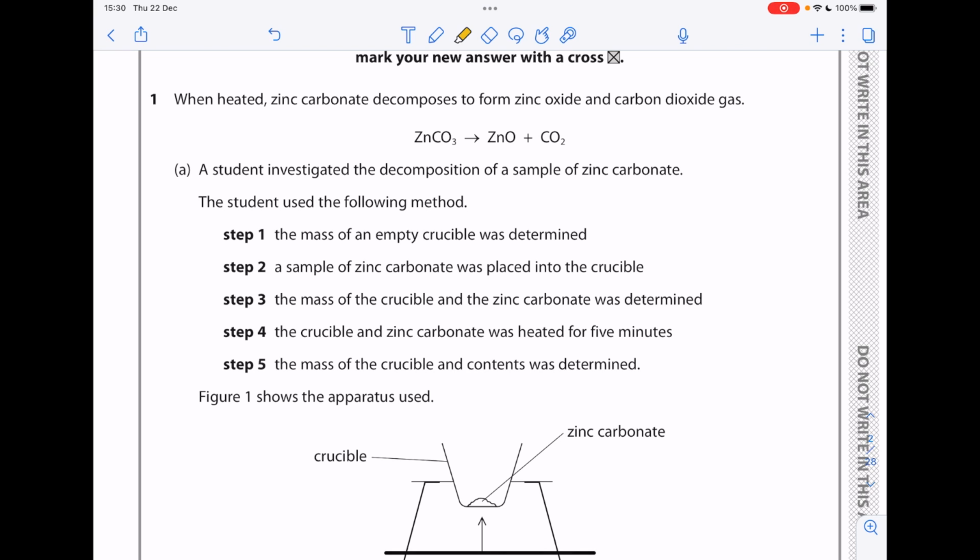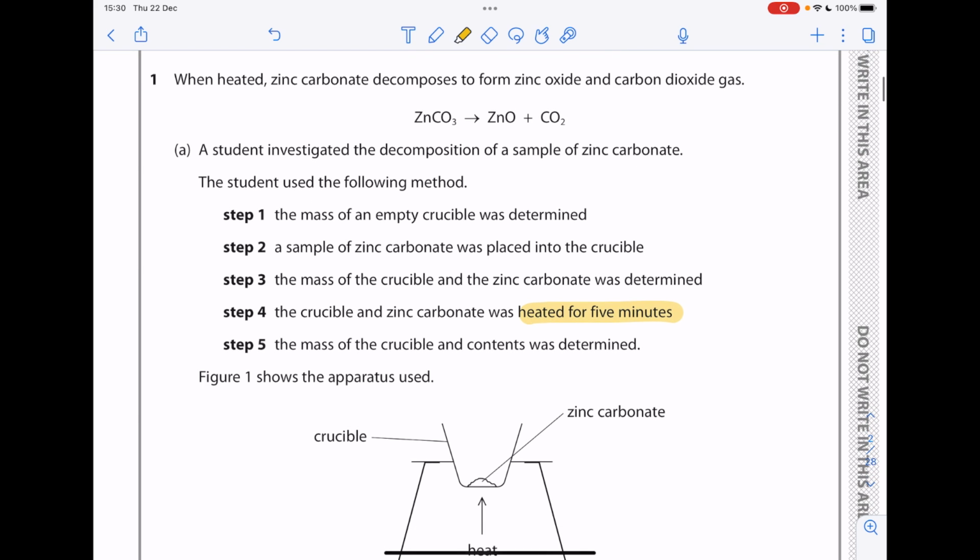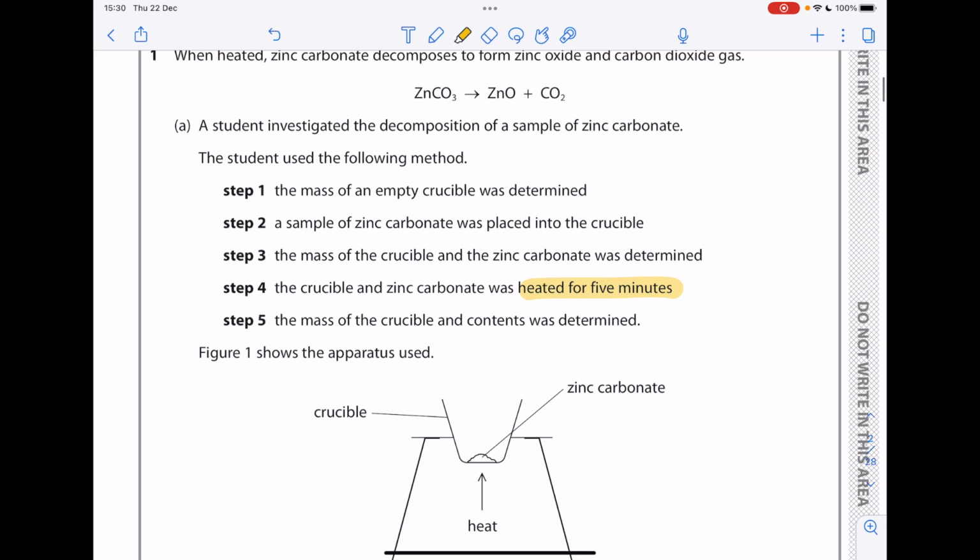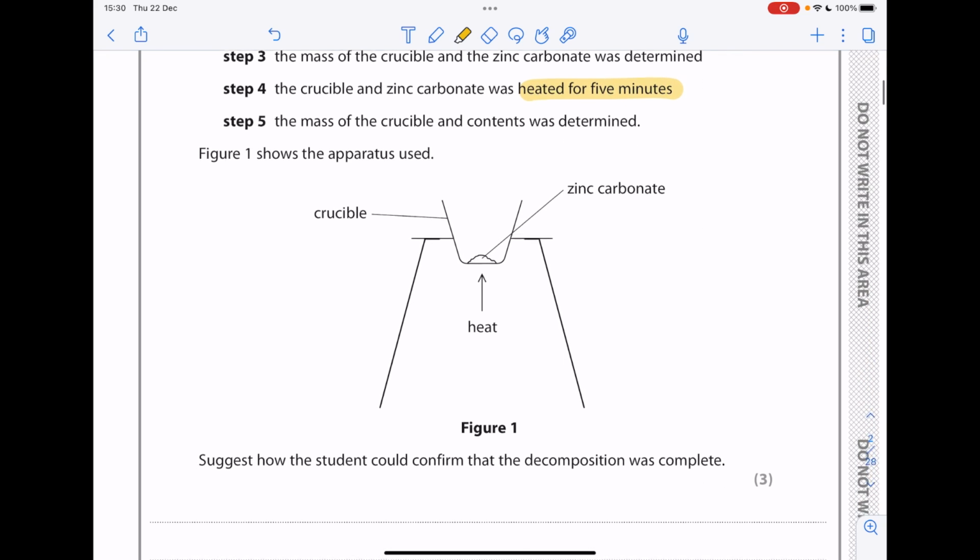The mass of an empty crucible was determined. A sample of zinc carbonate was placed into the crucible. The mass of the crucible and the zinc carbonate was determined. The crucible and zinc carbonate was heated for 5 minutes. The mass of the crucible and contents was determined. Figure 1 shows the apparatus used.